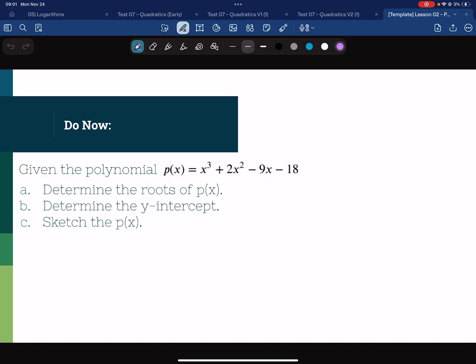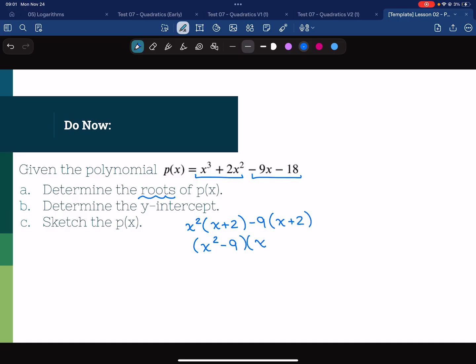All right, welcome back. So as we know, whenever we have to find the roots, we're using factoring. So with these four terms here, we can factor nicely. And to factor nicely, we're going to take the GCF of both of those two groups here. I pull out that x squared to have an x plus 2. Pulling out a negative 9 to also have that x plus 2. So I'm going to have x squared minus 9 with our x plus 2.